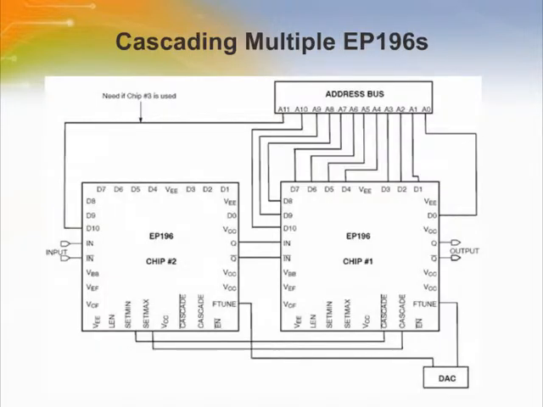In this slide, we introduce cascading multiple devices. To increase the programmable range of the EP196, internal cascade circuitry has been included. This circuitry allows the cascading of multiple EP196s without the need for any external gating. Furthermore, this capability requires only one more address line per added EP196. Obviously, cascading multiple programmable delay chips will result in a large programmable range. However, this increase is at the expense of a longer minimum delay.